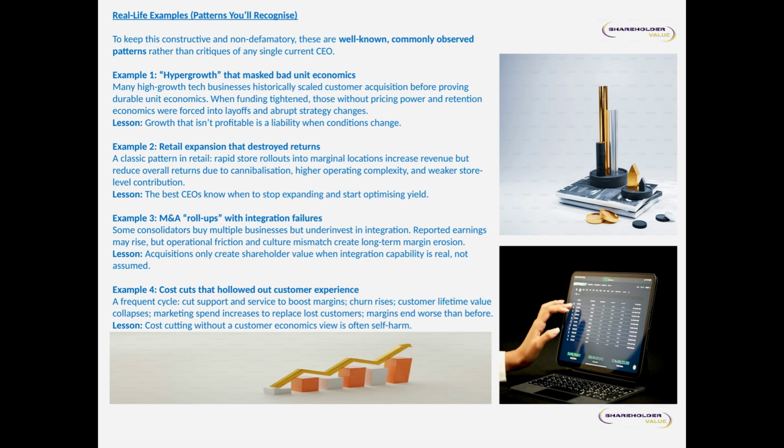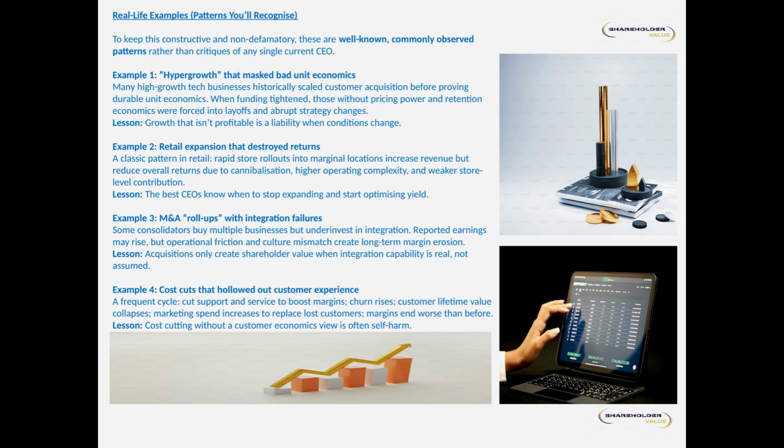In mergers and acquisitions, some companies grow by buying others but fail to invest in integrating them properly. This may increase reported earnings initially, but mismatches in culture and operational friction gradually erode margins. Acquisitions only create real value when integration is handled effectively.